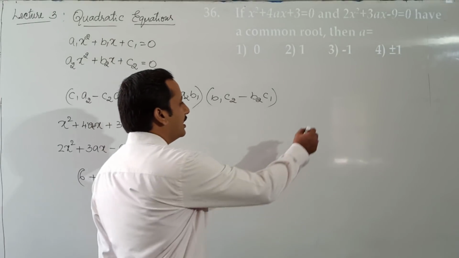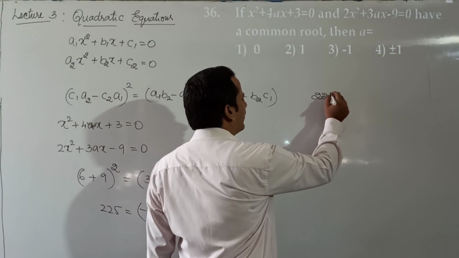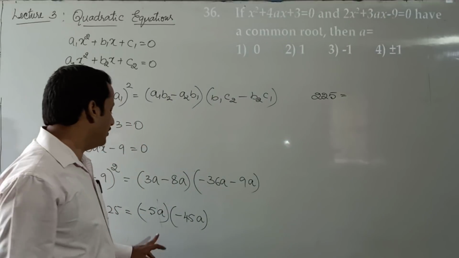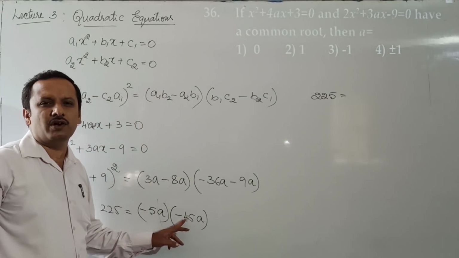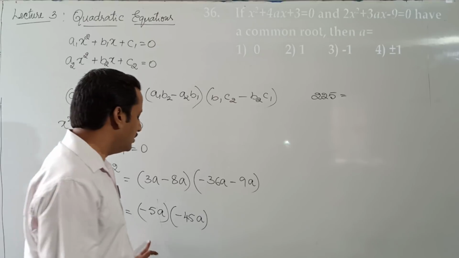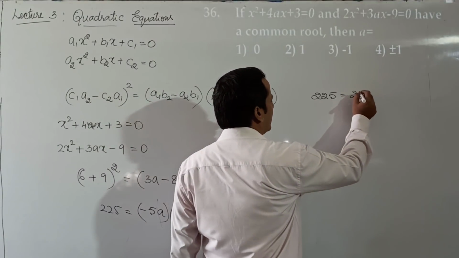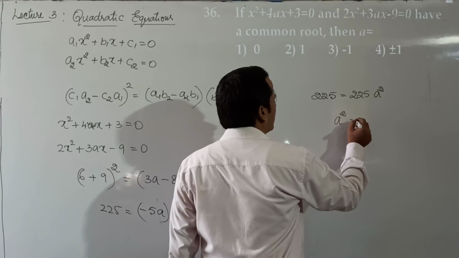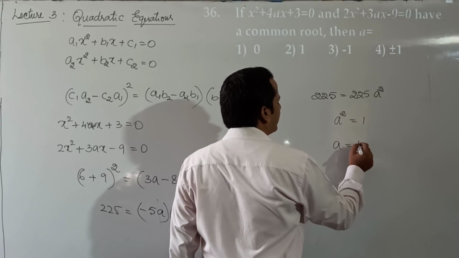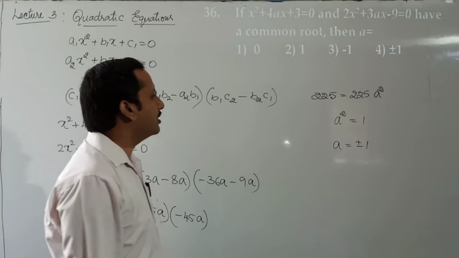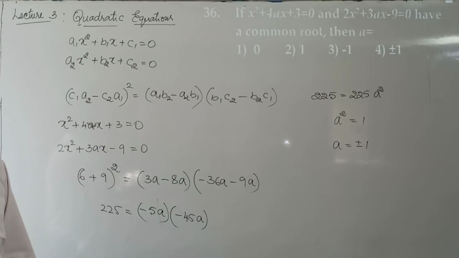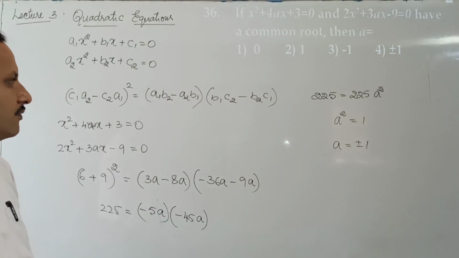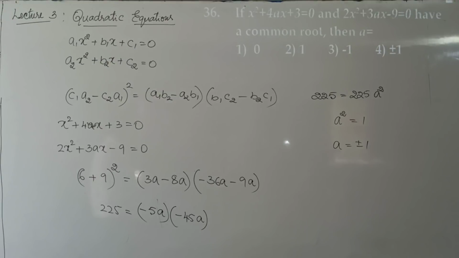So we get 225 is equal to minus 5 into minus 45. 45 5s are 225. So you get plus 225 into a square, which will give you a square is equal to 1. That implies that a is equal to plus or minus 1. Fourth option is the right answer.